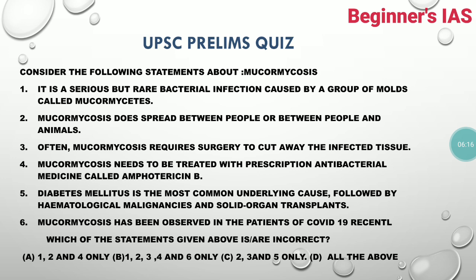Let us see the remaining statements. Mucormycosis needs to be treated with prescription antibacterial medicine called amphotericin B. It is an antifungal medicine. Therefore, this statement is wrong. Statements 5 and 6 are correct statements. Here we need to identify the incorrect statements. Therefore, option A, 1, 2, 4 only is the answer for this question.